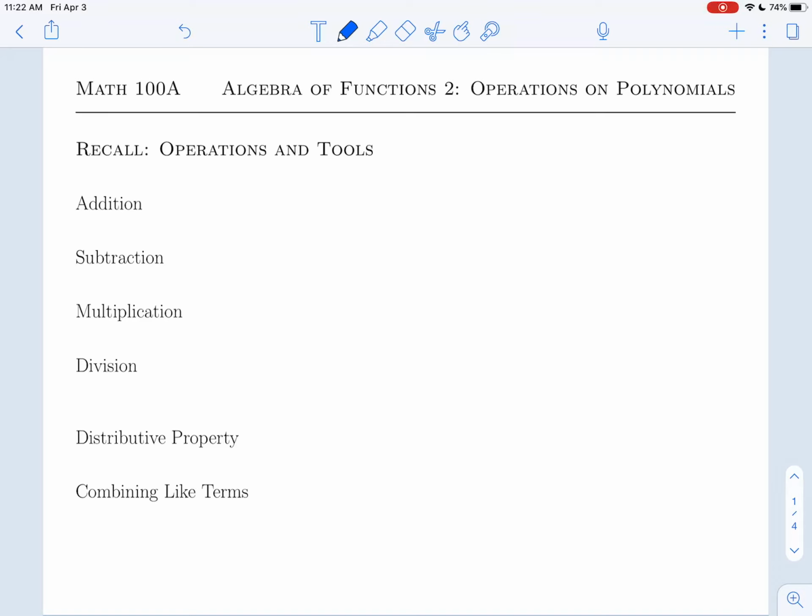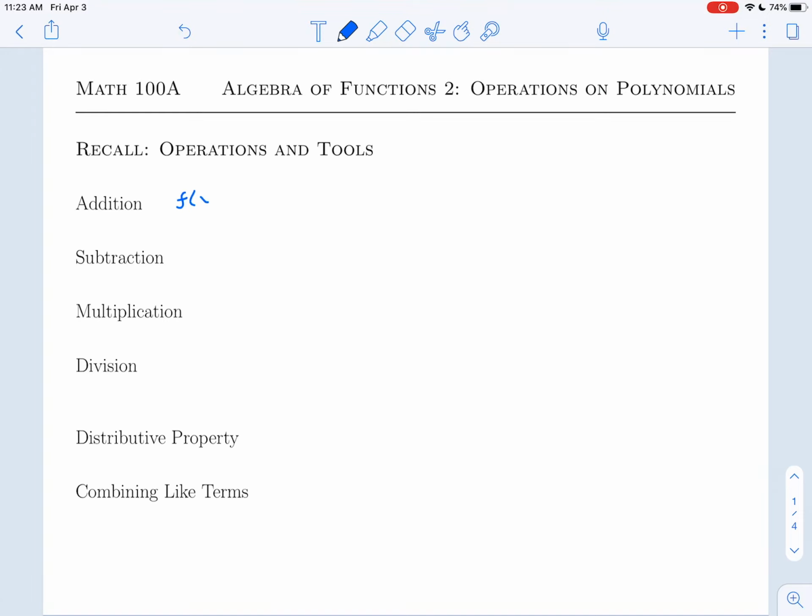Welcome back to our second video about algebra of functions. In our first video, we talked about what a polynomial is and some definitions that go along with those polynomials. But in this video, we're going to be playing around with those polynomials. We're going to do some operations on them. The same way that we have 4 basic operations with numbers, we have those same 4 basic operations with polynomials as well. We define a polynomial as an expression, but that expression can define a function.